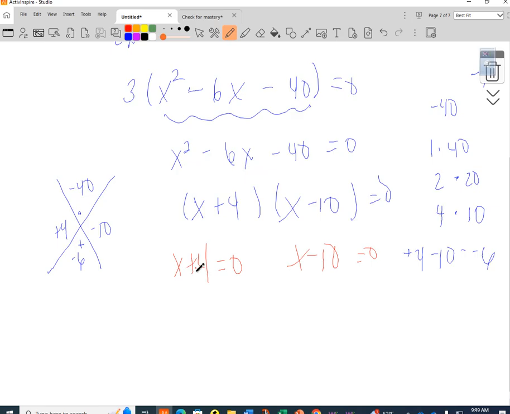To solve this equation, to get x by itself, I subtract 4. And so I know one of my solutions is negative 4. To get x by itself on this equation, I need to add 10. That's how I get this to 0. And so now I know that x is equal to positive 10. So my solution for number 5 are negative 4 and positive 10. We write it in set notation.